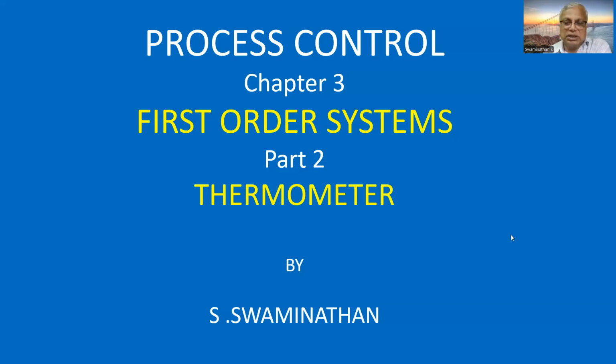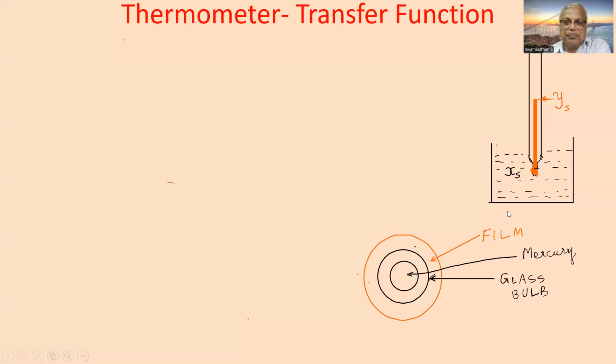In this lecture and the next lectures, we will be deriving the transfer function of the thermometer and show that it is of the form K by tau s plus 1. So let us consider the thermometer here, which is kept in a liquid bath. Its temperature is, let's say, Xs, and the thermometer reading is Ys. The liquid side temperature is shown as X, and the thermometer reading is shown as Y.